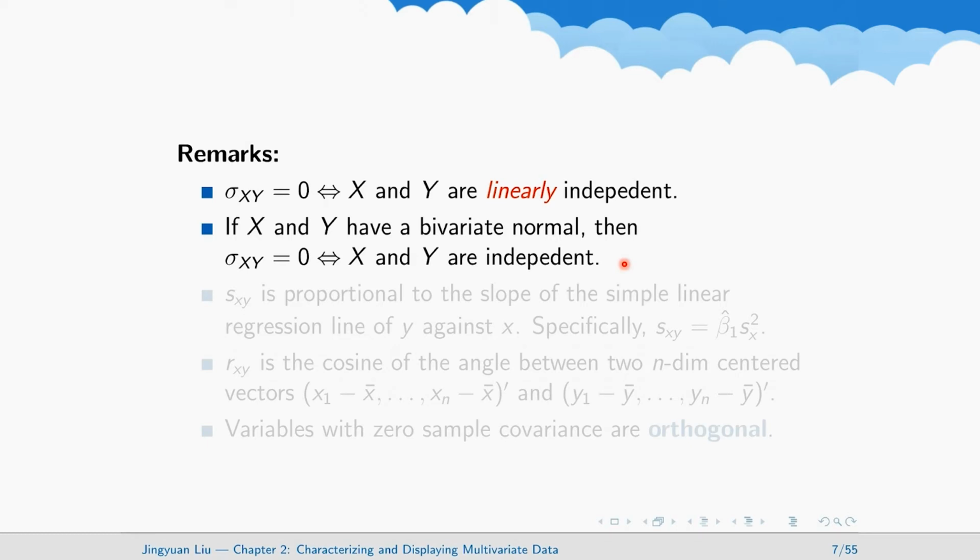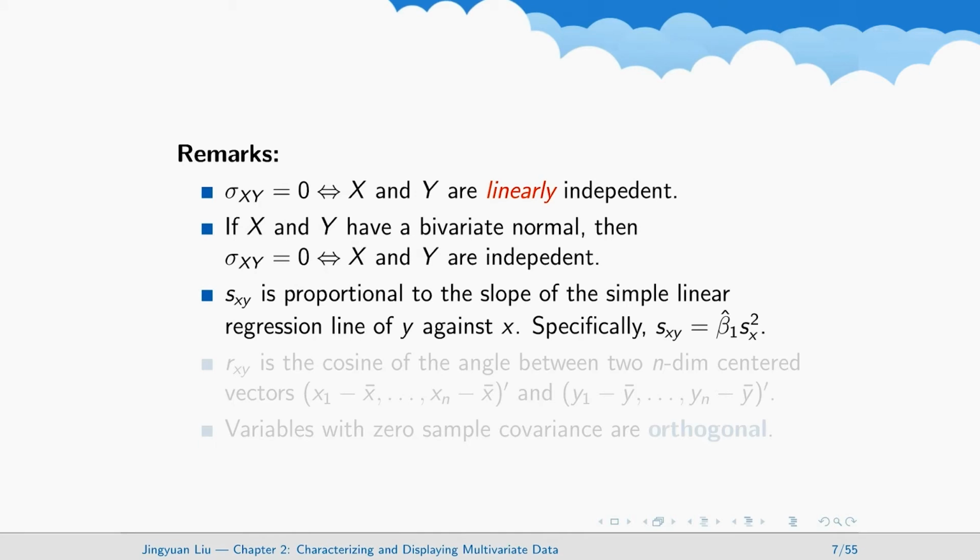In chapter 3, we will start to talk about multivariate normal distributions. By then, you should know why we have such a case. That's because when x and y are bivariate normal, their relationships can only be linear. We will talk about this later.